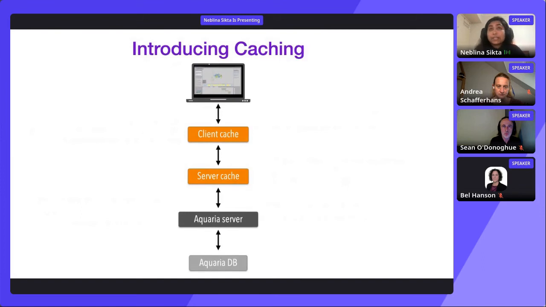We have also recently introduced client cache and server cache, which temporarily store all the data that is required to load a matching structure for a sequence. So next time when a user looks at the same matching structure, the data is directly fetched from the cache, which significantly improves the time taken to load the structure.